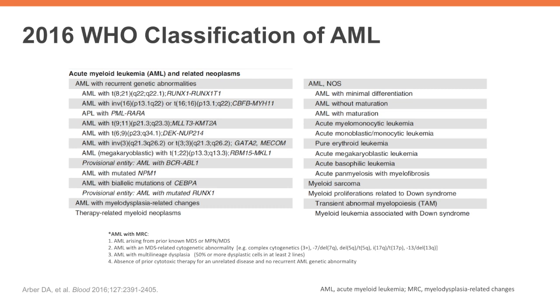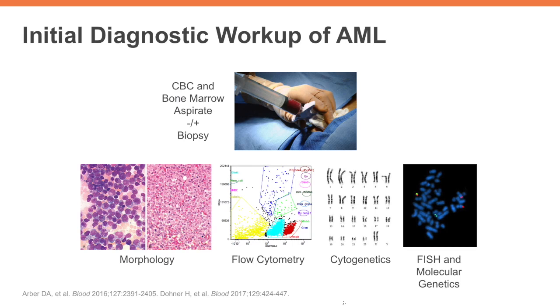In the cases of AML that don't conform to one of these categories, there's a morphologic description of diagnoses in the AML not otherwise specified category on the right. And then you can see there's also myeloid sarcoma. So the initial diagnostic workup of AML is important to both establish a diagnosis as well as to gather samples that are important for prognostication and treatment.